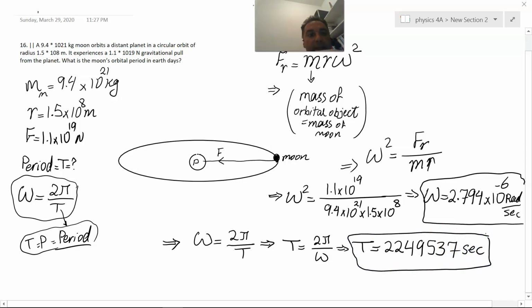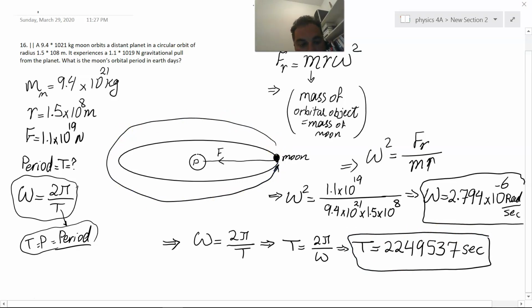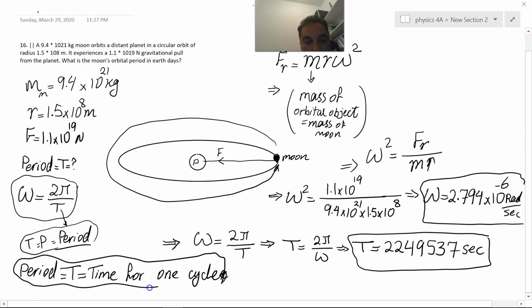So that means this is one complete cycle. What T means is time. In reality, the definition of period is this: it's time for one cycle. This is the definition of period. Time for one cycle. It takes 2,249,537 seconds for one complete cycle of this moon around that planet.